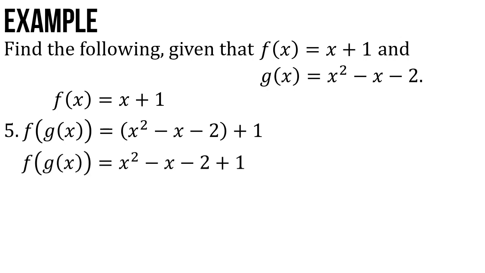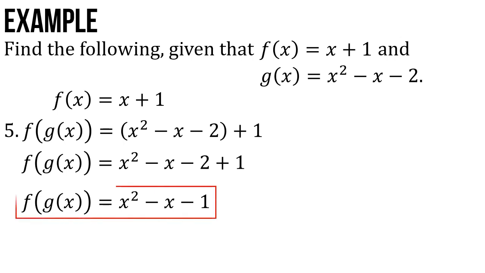f of g of x equals x squared minus x minus 2 plus 1. So just combine the like terms. So f of g of x is equal to x squared minus x minus 1. And this is already our answer. So that's very easy. I hope you understood the process.